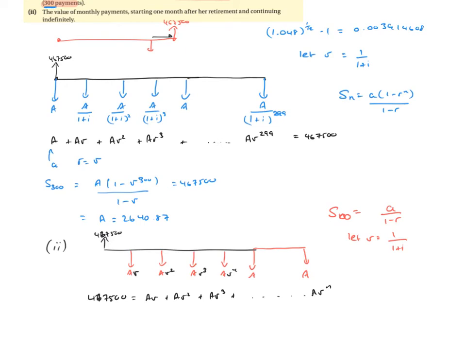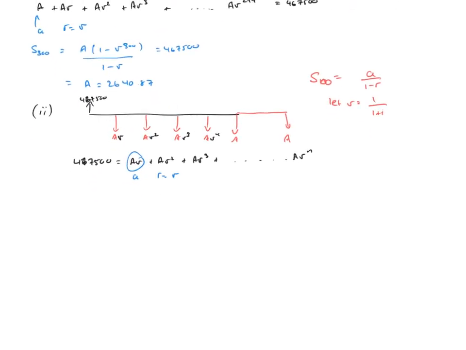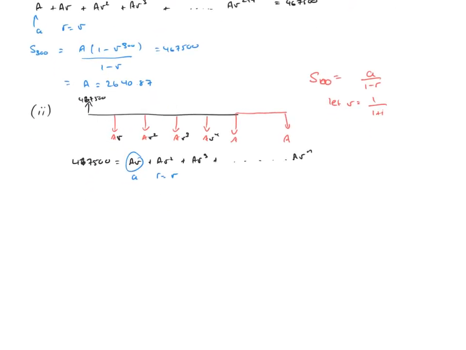So what we need to do now is work out what my a and my r is. So this here is my a. We know that my r is just equal to v. And all we do now, guys, is throw it into the formula. So S of infinity is equal to a over 1 minus r, which is going to be equal to 477,500. A is av, r is v, so 1 minus v here is equal to 477,500. Again, guys, you're just going to stick it into the calculator.